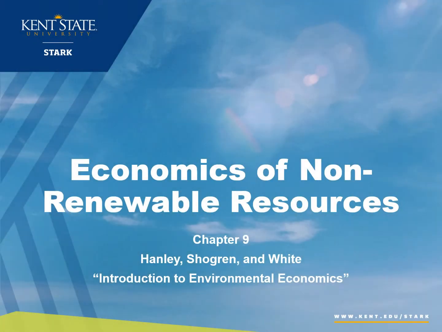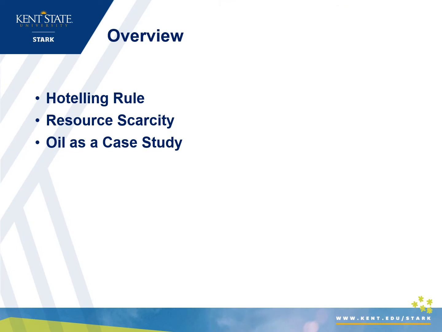In this video, we'll take a look at Chapter 9 from Hanley, Shogren, and White's textbook, Introduction to Environmental Economics. The topic of this chapter is the economics of non-renewable resources. Let's look at this. So first, we'll talk about the classic Hotelling rule.